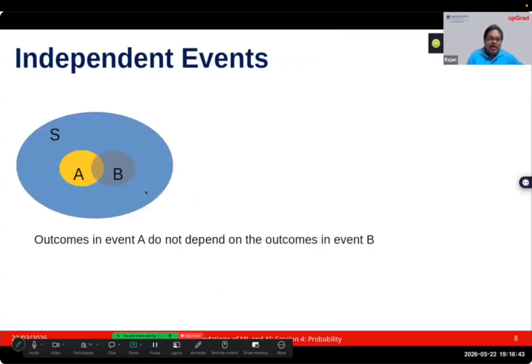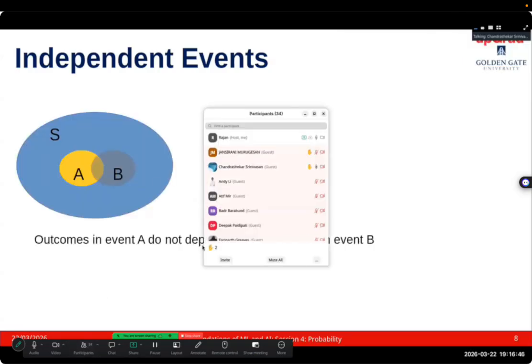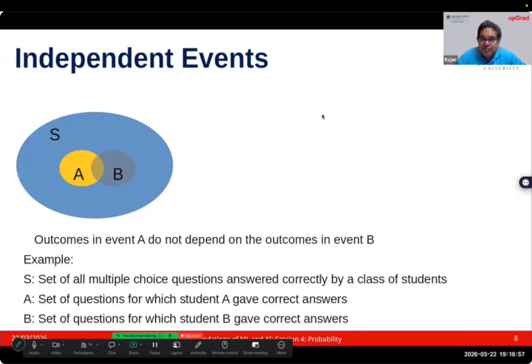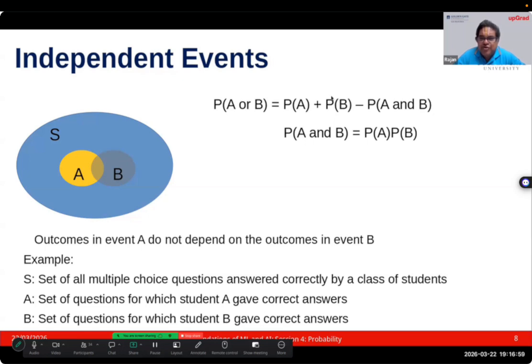Yes, somebody else also raised a hand. Please go ahead, ask your question. Sir, can there be independent events without any intersection? No, there cannot be. If there is no intersection, then P of A and B is 0. That is, an outcome present in A and also B becomes 0. The probability of that becomes 0. Then they become exclusive. So exclusive events mean they are dependent on each other.